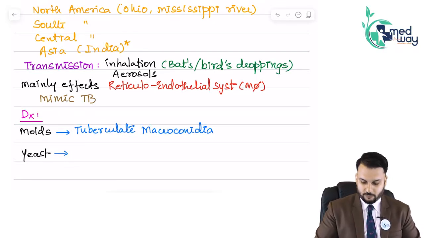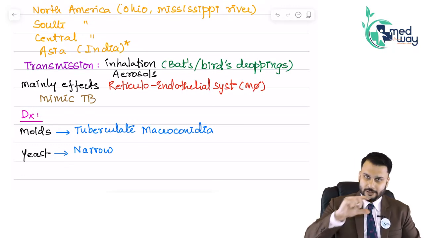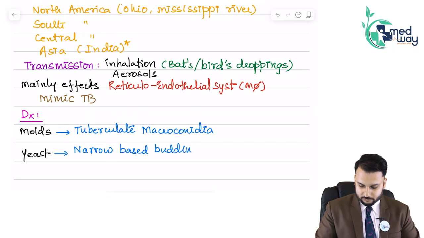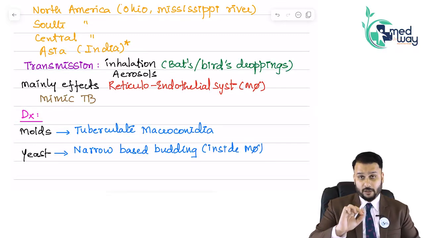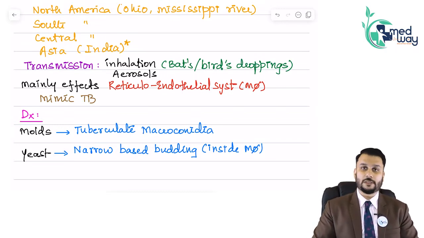Next, when you talk about the yeast form, honestly speaking, it does not have anything special. It simply shows the typical budding that we have talked about earlier, that there is a yeast cell and there is a small bud that arises from that. So this is simply called narrow based budding. That's the name right here. And this would be seen inside the macrophages. That means these fungi with their budding would be seen inside the macrophages or reticuloendothelial system.